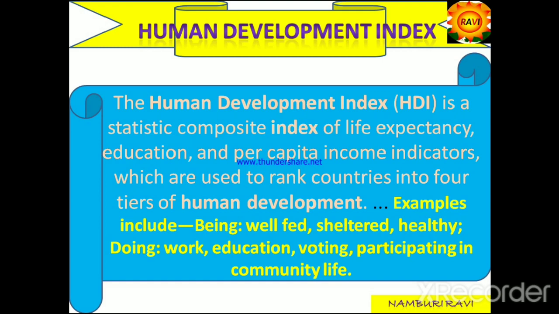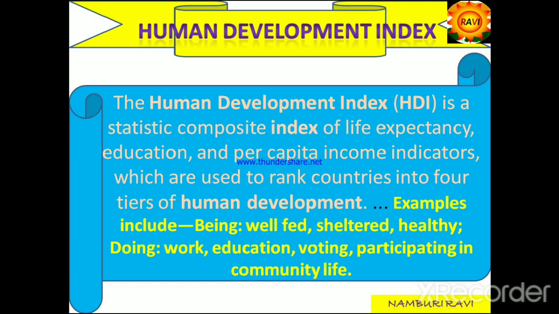Human Development Index is nothing but the life expectancy of human beings, the number of years a person is living. Basically, this Human Development Index depends on the national income, per capita income, education, health facilities and quality of food. These are the basic things on which the development of human life expectancy, that is HDI, depends.